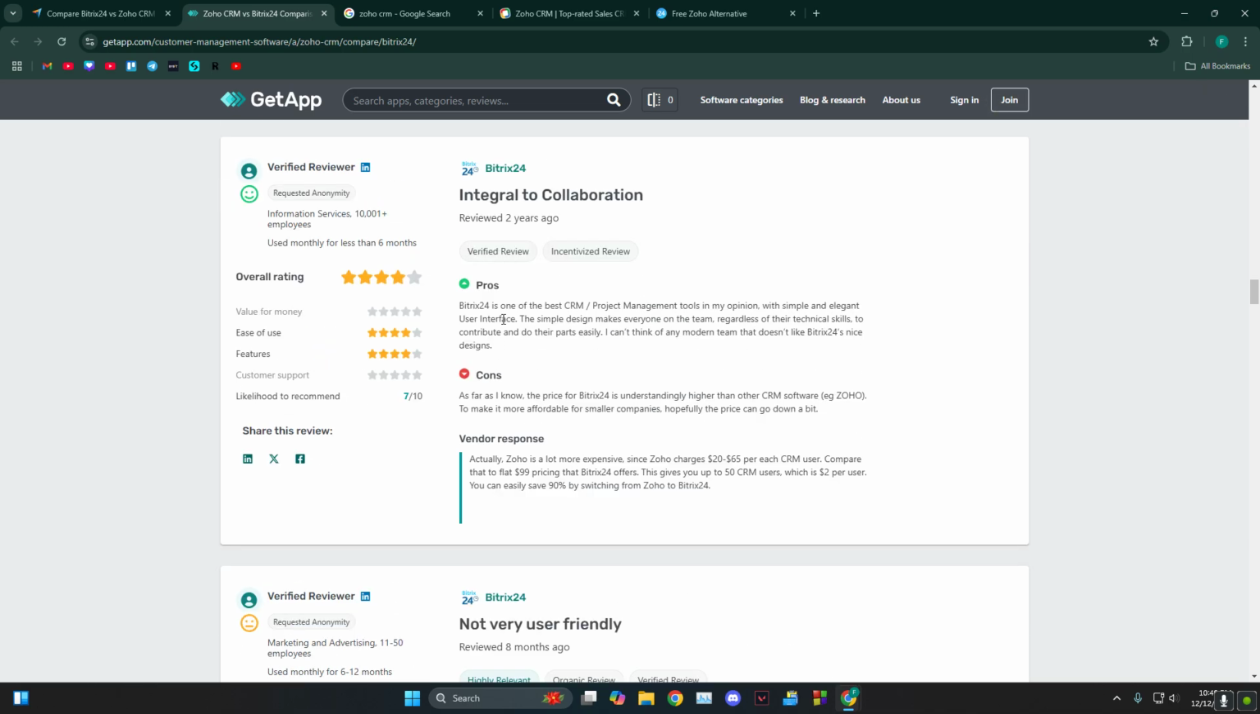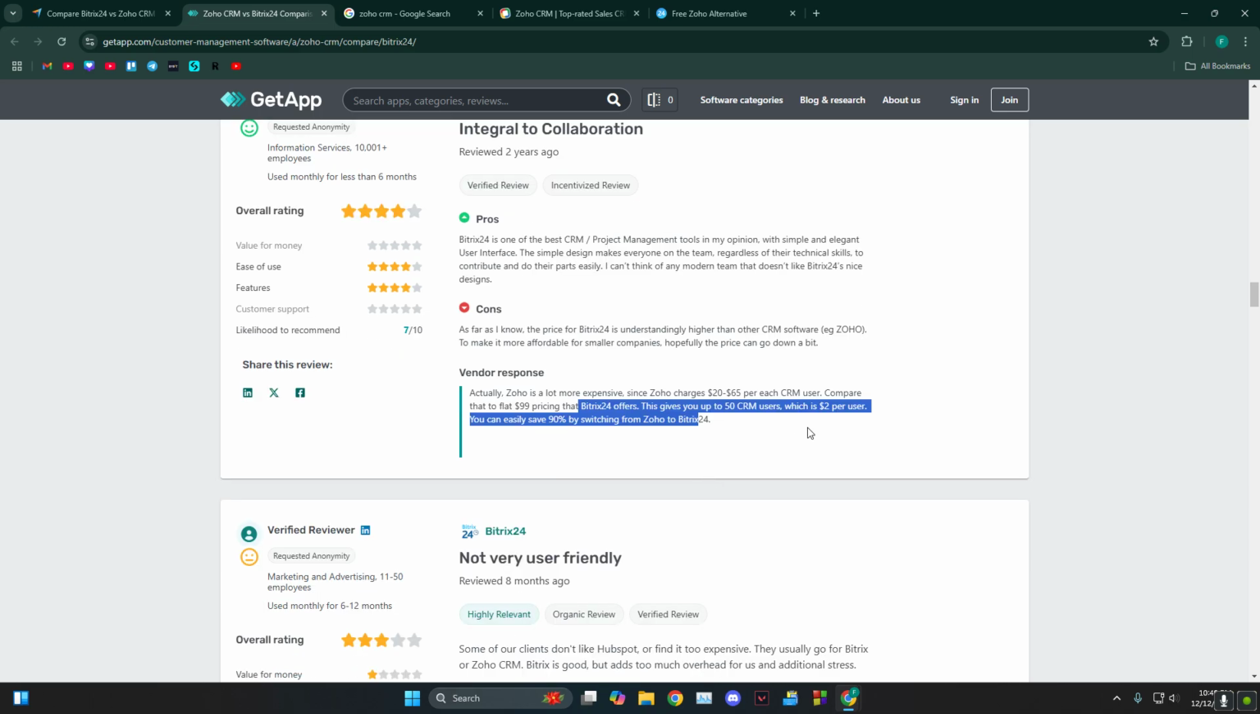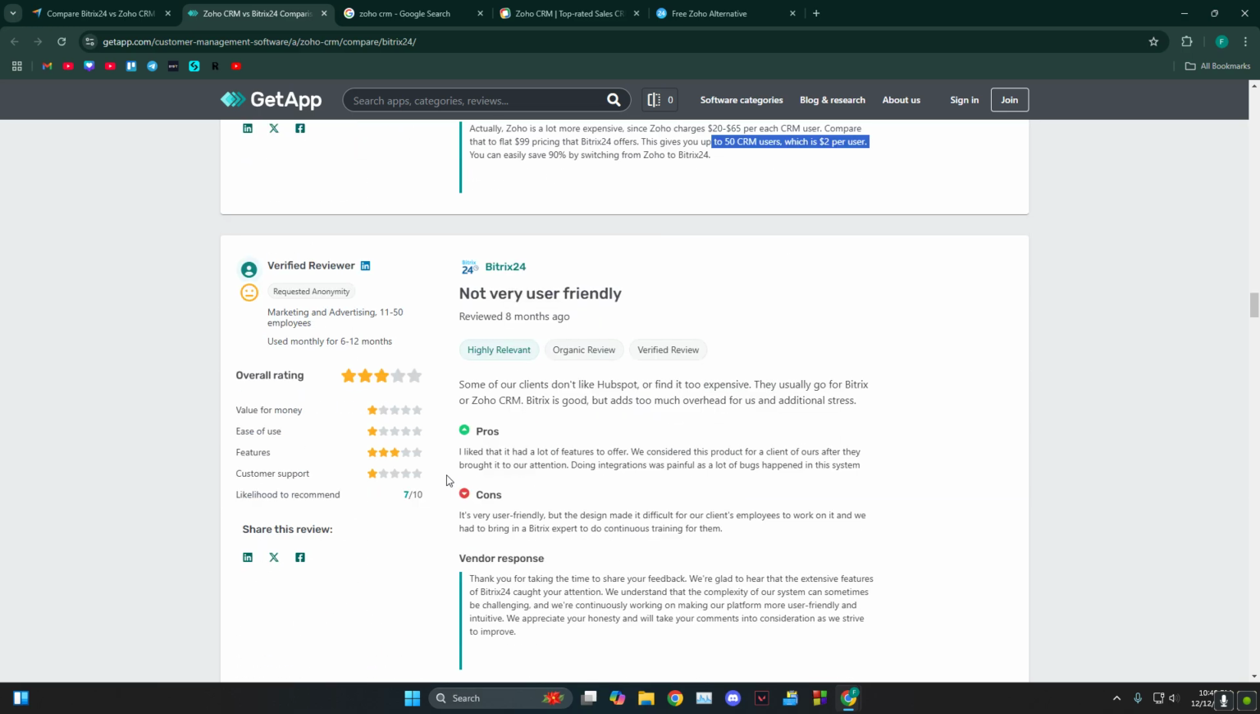Another person says that Bitrix is good, but the con is that it is understandably higher than other CRMs. This person is comparing the price, but another person says that Zoho is a lot more expensive because it charges you per user, but Bitrix gives you a flat rate, so it doesn't matter. And it goes up to 50 CRM users, which is $2 per user.